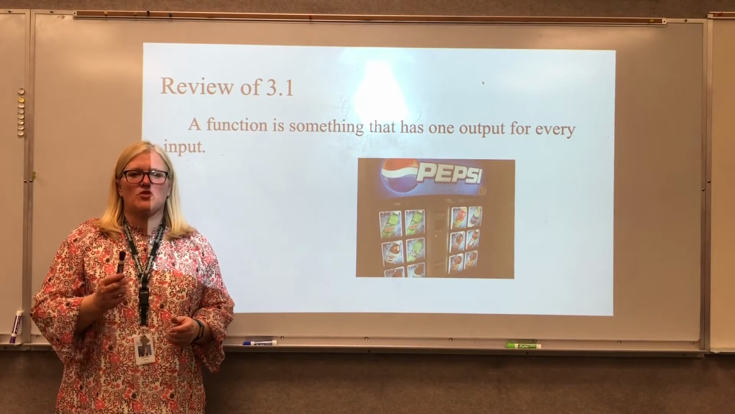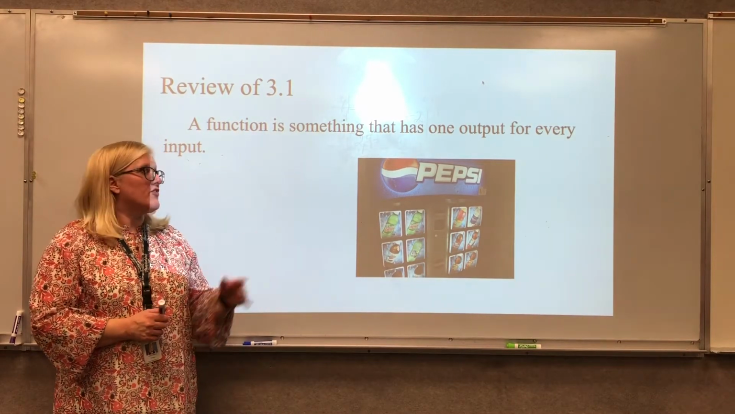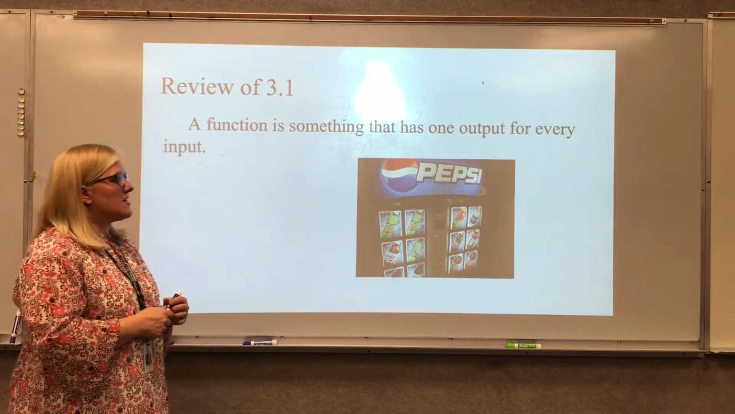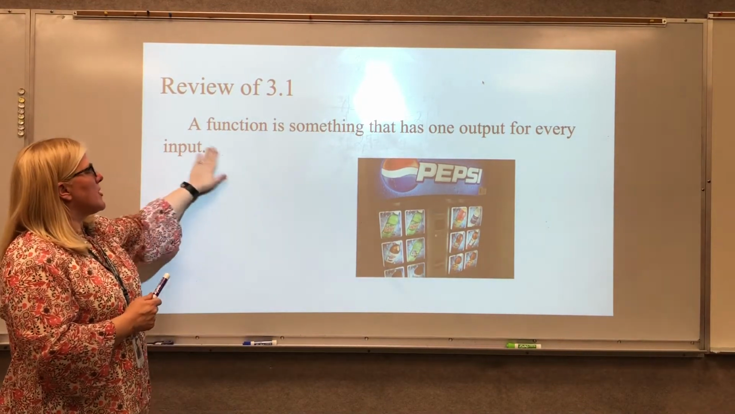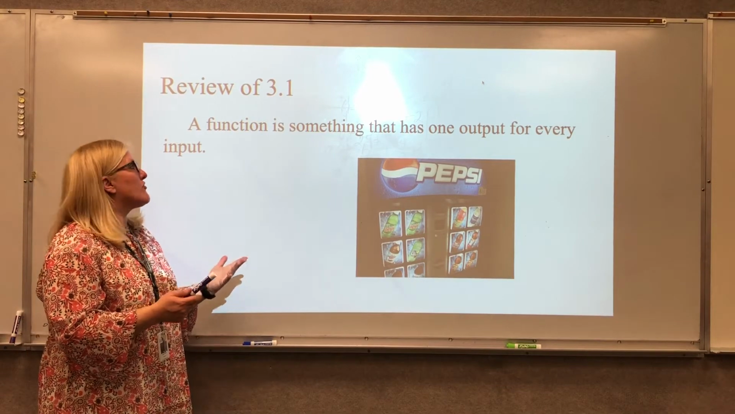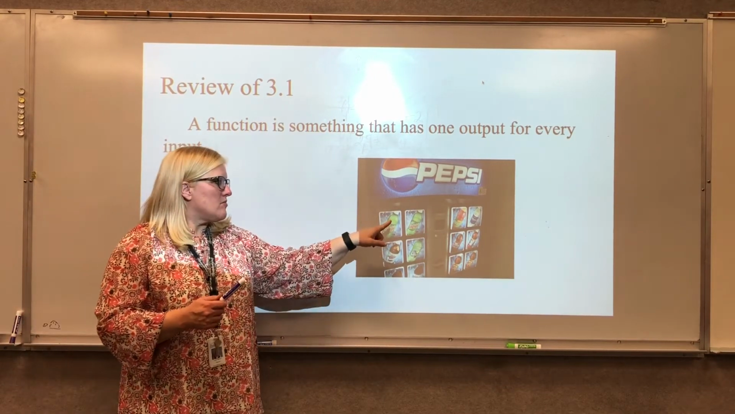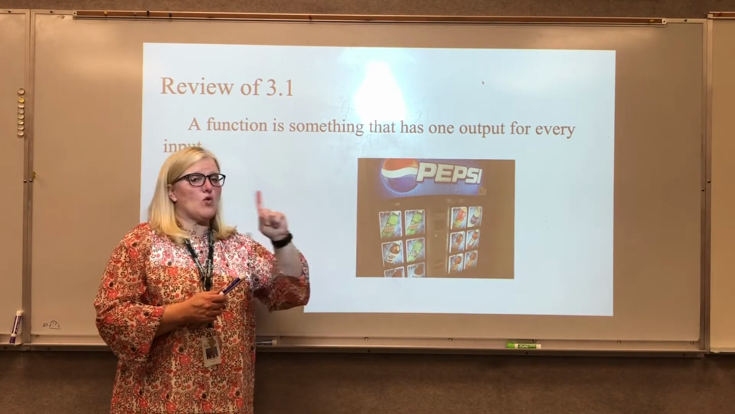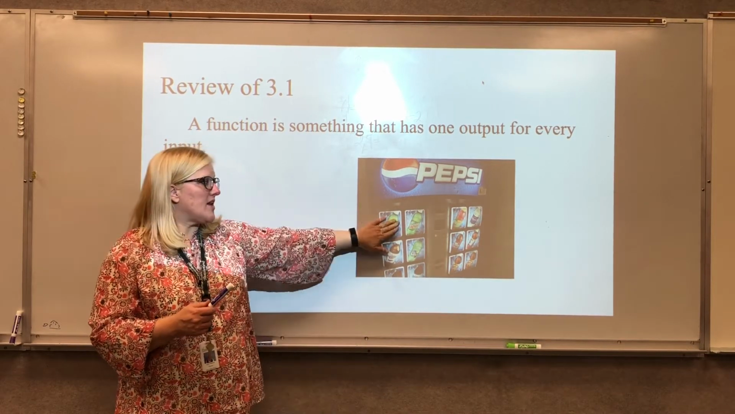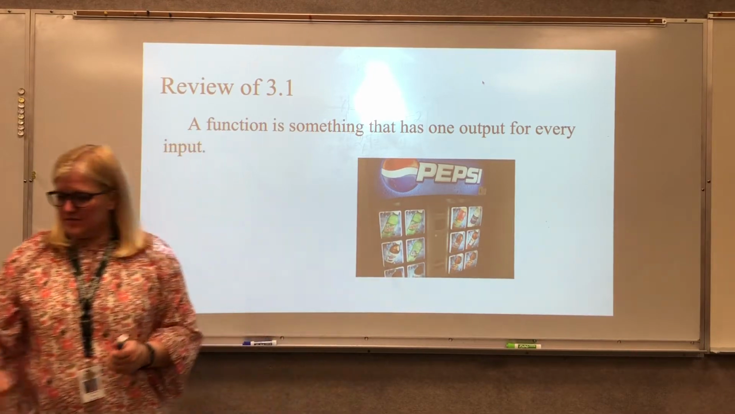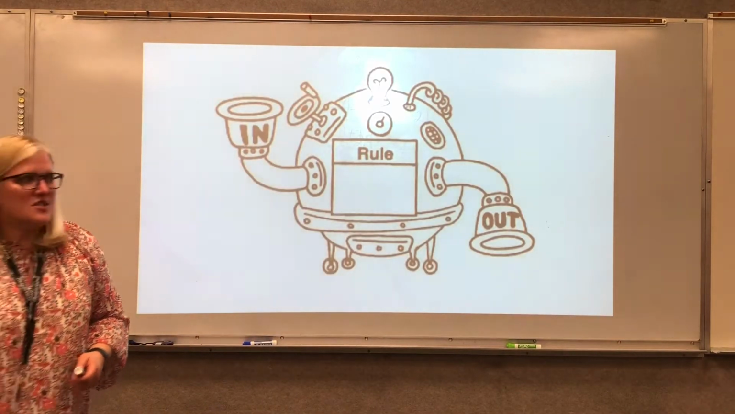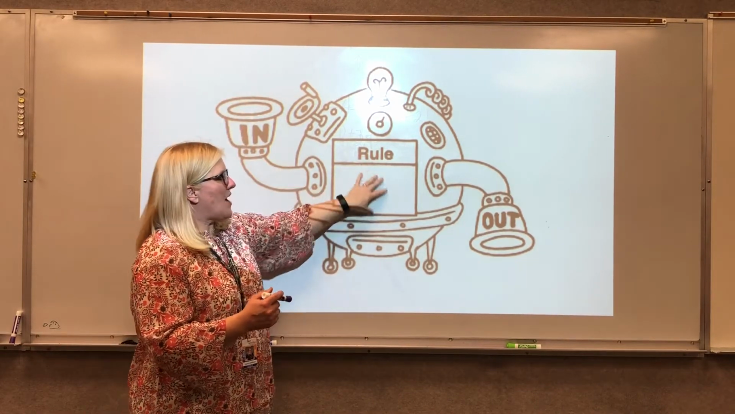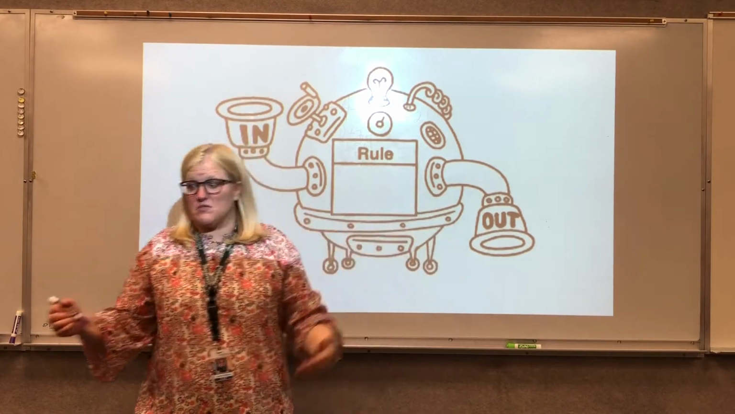Today's lesson is chapter 3.2, but first of all we're going to just review 3.1 really quick, okay? So a function, remember, is something that has one input for every output. So if I push one of these big buttons on a Coke machine or a soda machine, I'm going to get one soda out. So one input, one output. Okay? So here's a kind of a machine, right? It goes in, something happens to it, and then something comes out.